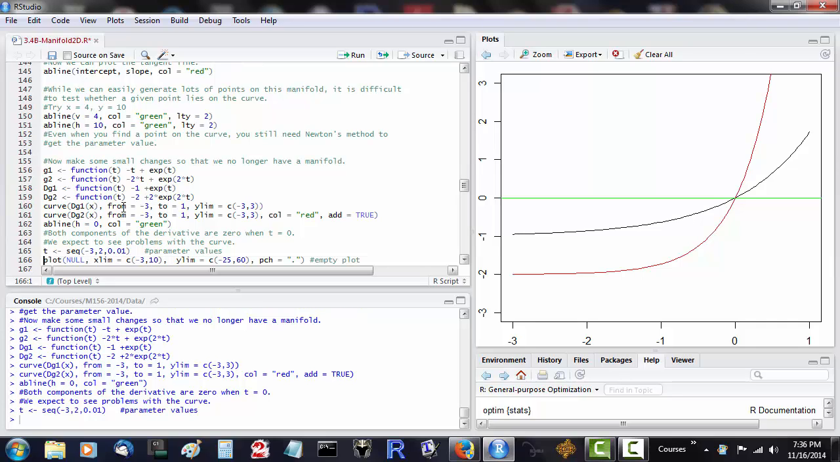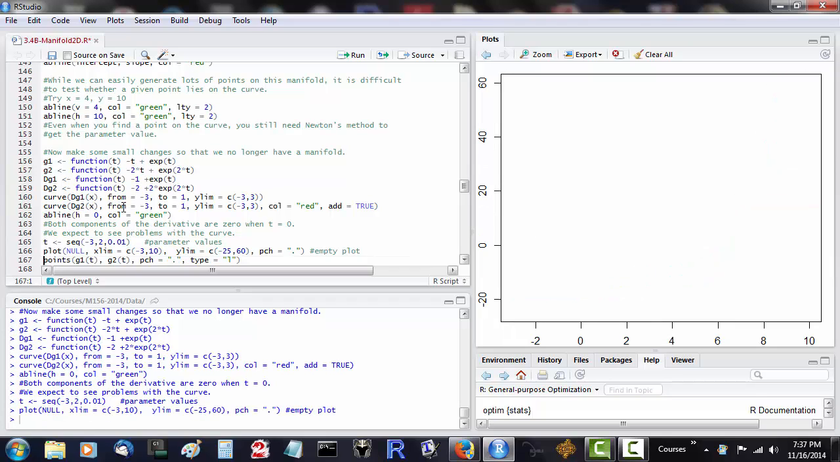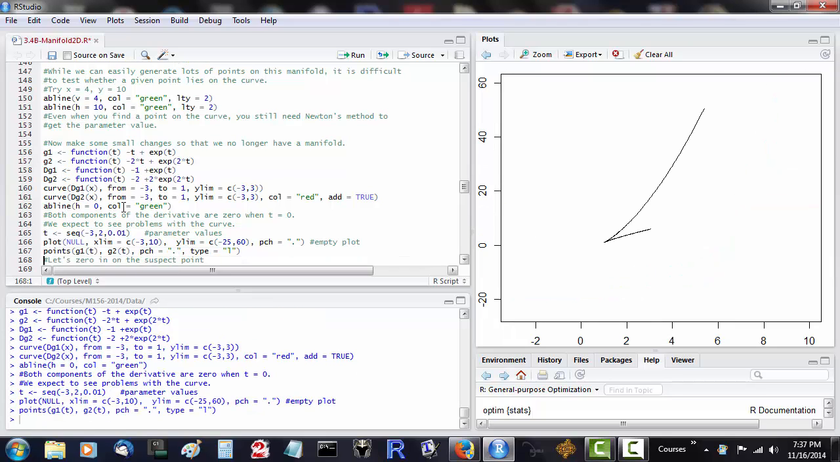So we expect to see problems now with the curve that's represented by this. There's a sequence of parameter values ranging from -3 to 2. I'll set up an empty plot and plot the points. And you see what happens. Now we get something that's not a smooth curve. It's got a little corner in it.